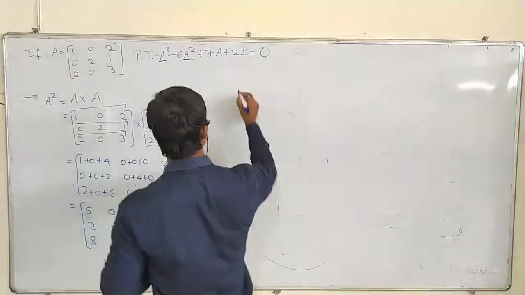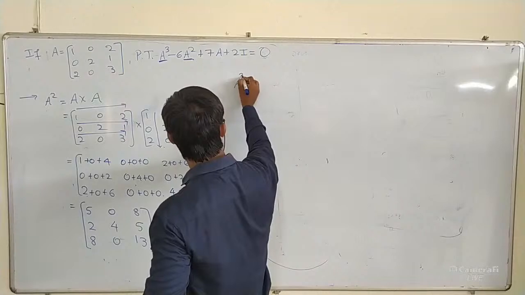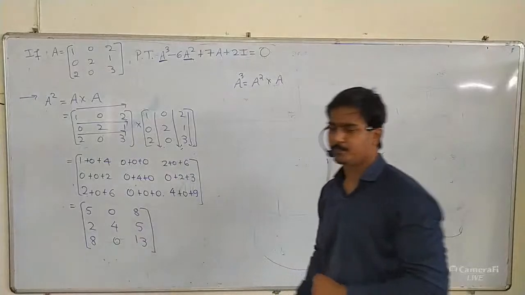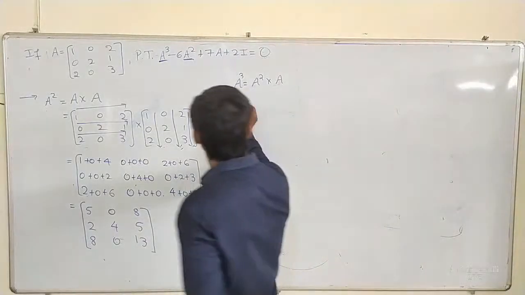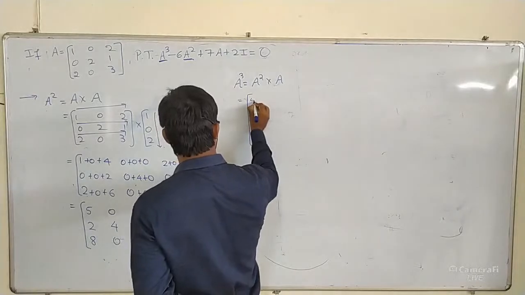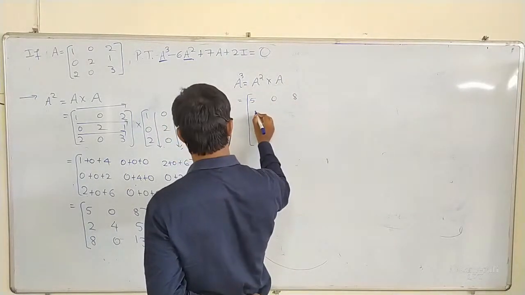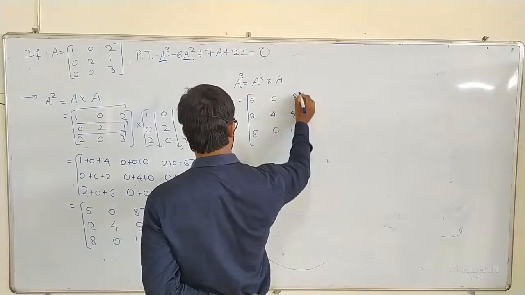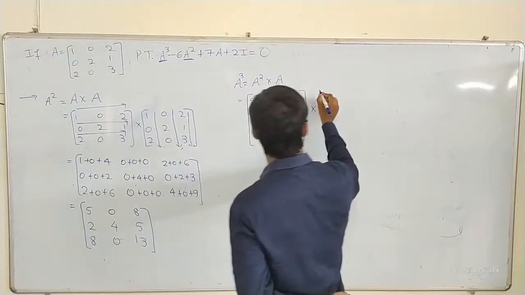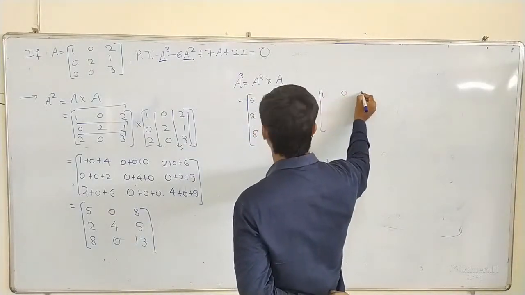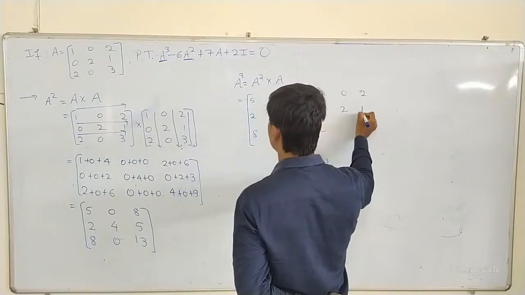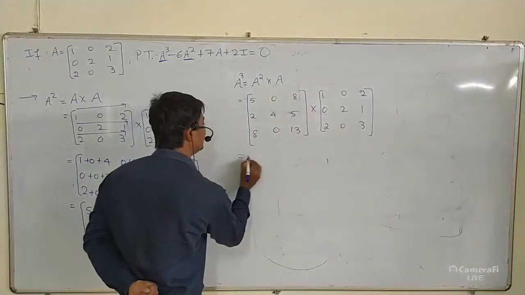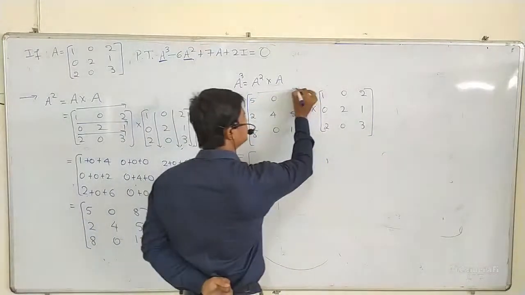Next, what do I need to compute LHS? I need even the A cube matrix. How do I write the A cube matrix? A square into A matrix. Right? So we have already found the A square matrix, and I will use it here: 5, 0, 8, 2, 4, 5, 8, 0, 13 into the A matrix 1, 0, 2, 0, 2, 1, 2, 0, 3. Multiply these two matrices.